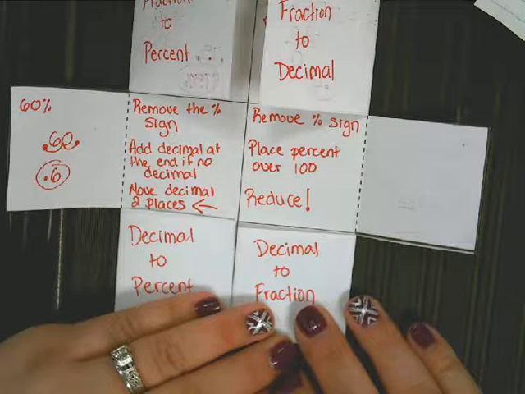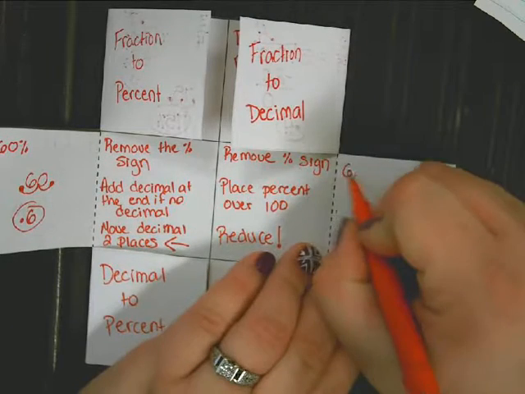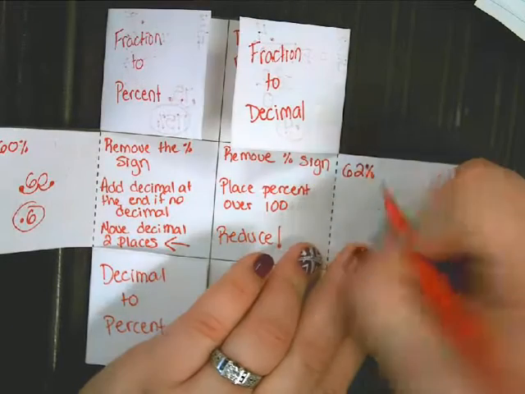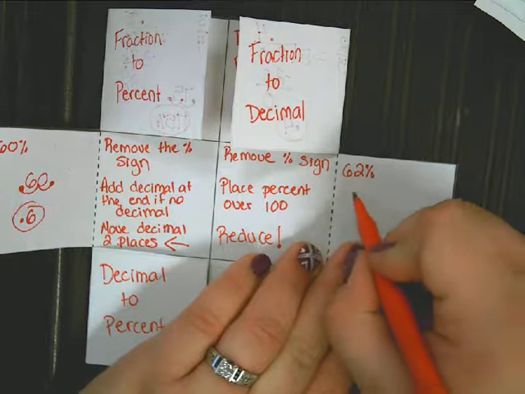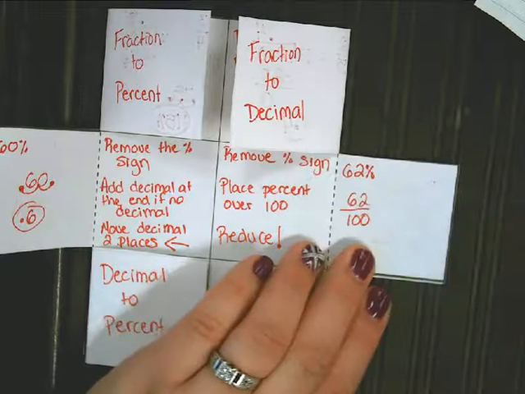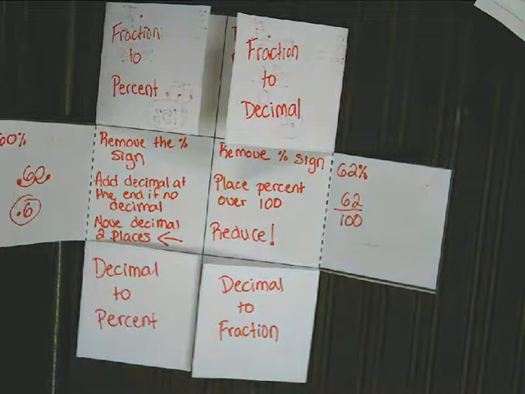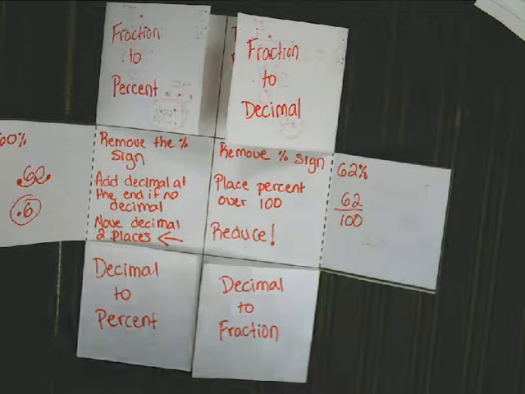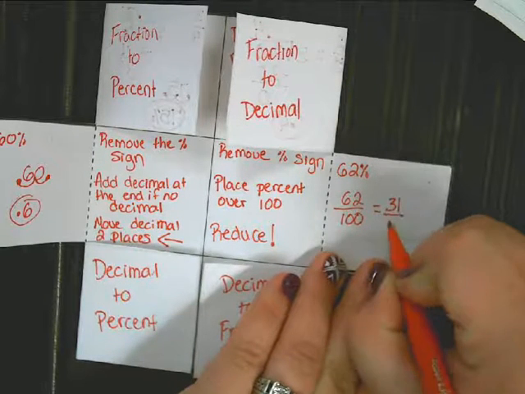Alright, so let's say I have 62%. So I'm going to remove the percent sign, place it over 100. Now I need to reduce. So what's a number that goes into 62 and 100? 2. So what's 62 divided by 2? 31. What's 100 divided by 2? 50. Does that reduce anymore? No. So that would be my answer.